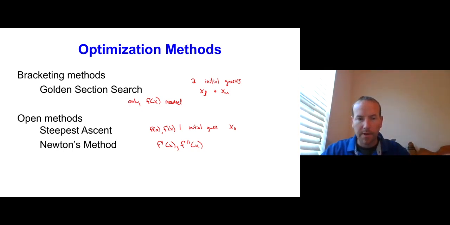It was guaranteed to find it if it exists. However, one of the disadvantages of that method is that it can be slow. And so today we're going to be talking about two alternative methods called the steepest ascent method and Newton's method. And both of those just require you to have one initial guess. That's why they're called open methods. And they have somewhat different properties that have advantages and disadvantages that we'll discuss.